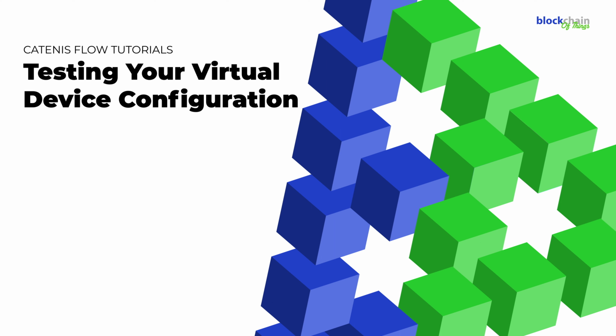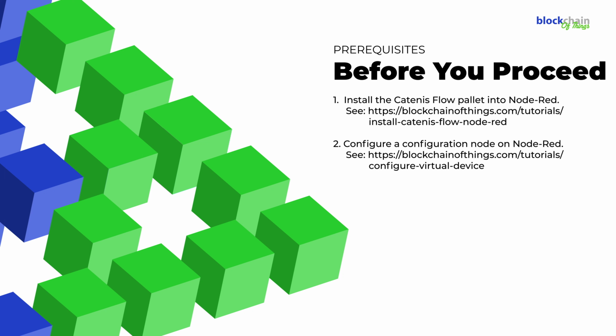Today, we will log a message into a Bitcoin transaction on the blockchain in order to test that you properly configured connectivity to the Catenis APIs. To continue with this tutorial, you must have first installed the Catenis Flow palette into Node-RED, which you can learn to do by watching the video at this link. And you must have configured a configuration node in Node-RED, which you can learn to do at this link.